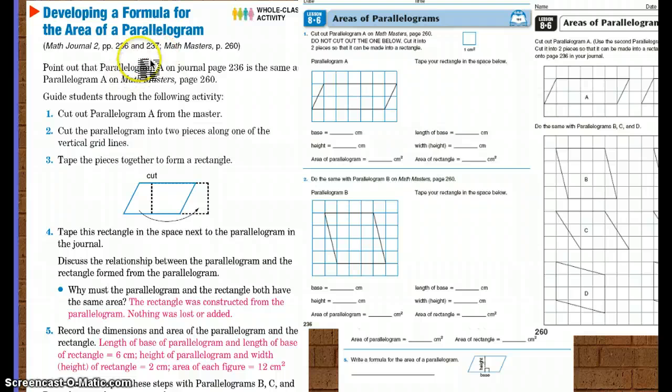So you need to look at Math Journal page 236 and the Math Masters page 260. You need to follow the instructions on this page. You need to cut out the parallelogram A from the master. You need to cut the parallelogram into two pieces along one of the vertical grid lines, and you need to tape those pieces together to form a rectangle. Okay, tape this rectangle in the space next to the parallelogram in the journal, and I want you to think about the relationship between the parallelogram and the rectangle formed from the parallelogram. And then look at the questions below and the answers that go with it.